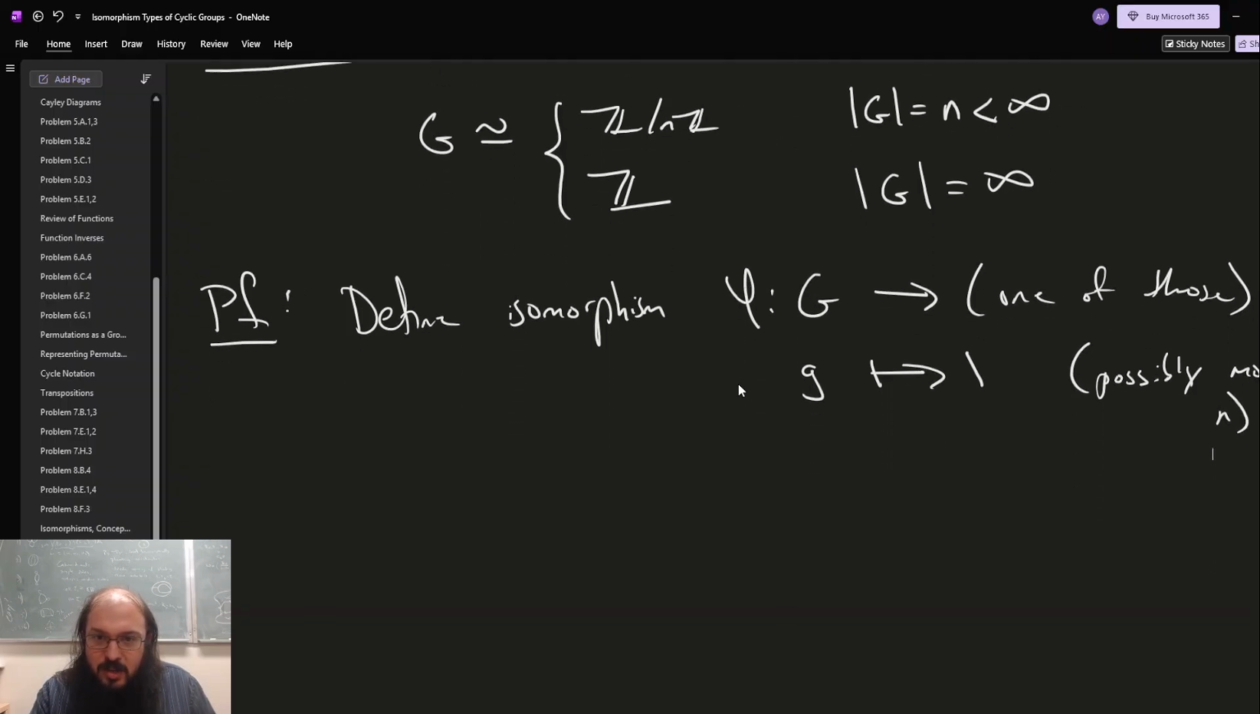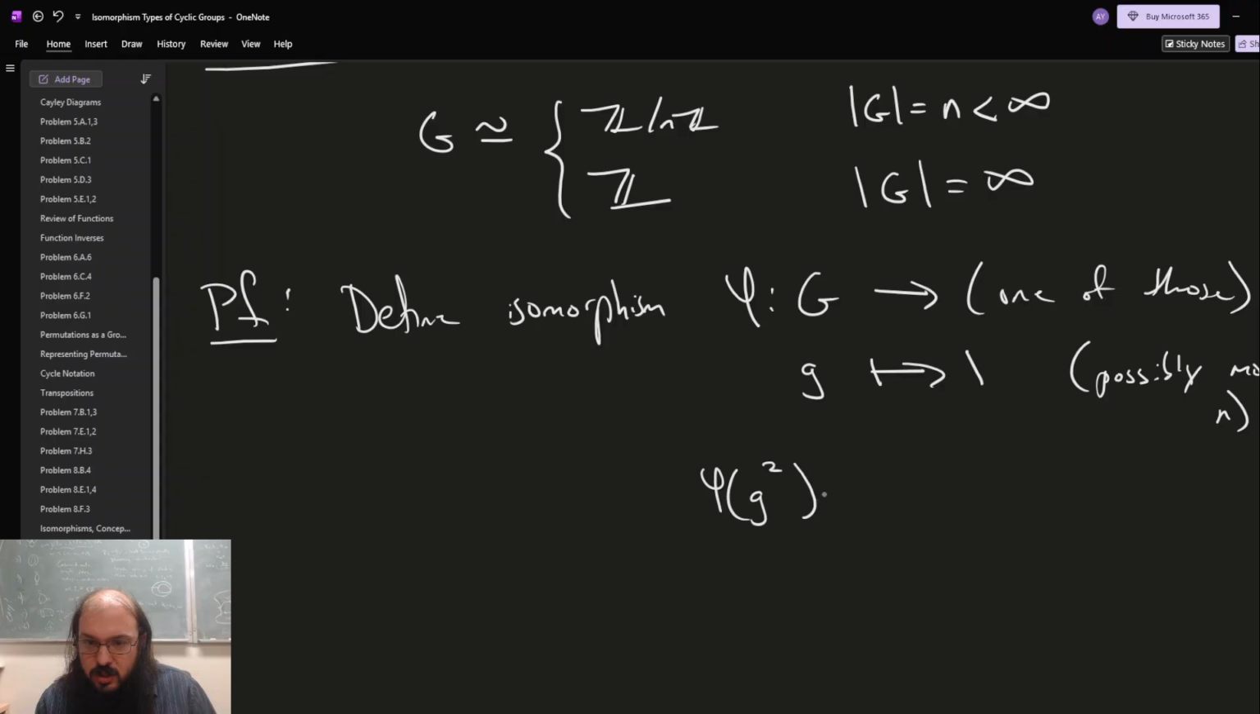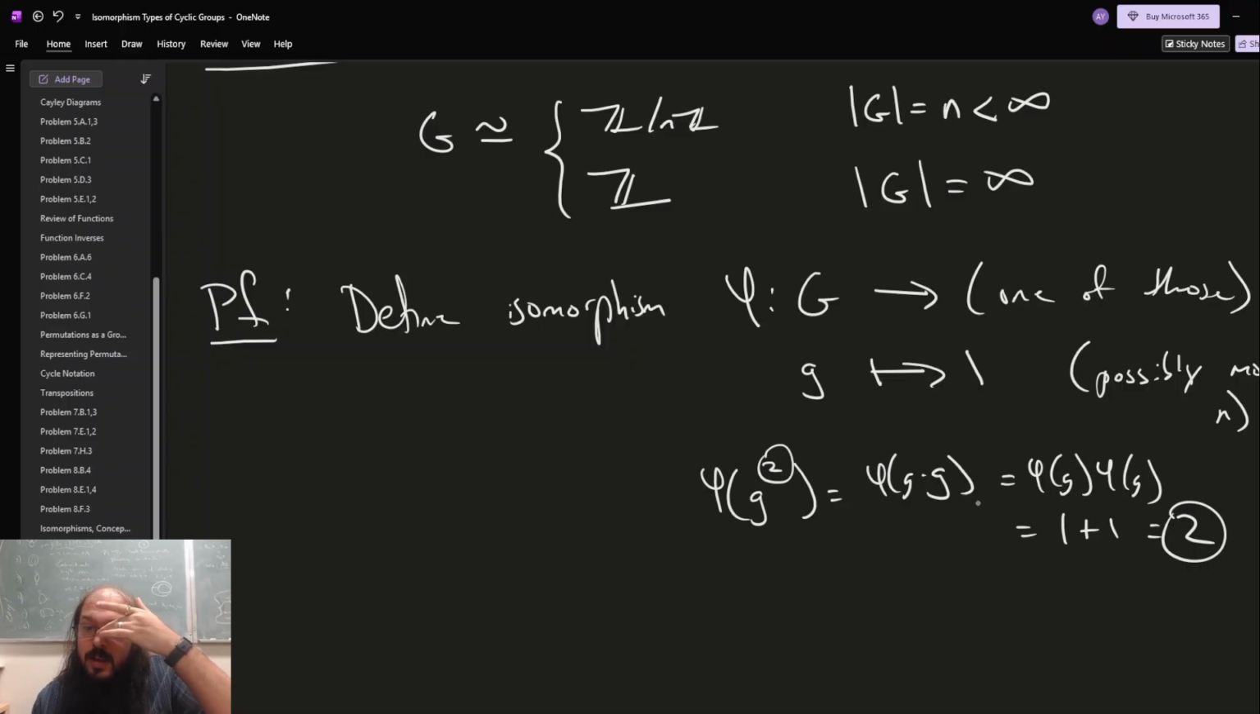And why is this an isomorphism? Well, we check the isomorphism equation and we check that it's bijective. So the isomorphism equation essentially follows from algebra rules. If g goes to 1, then g times g, or g squared, phi of g squared would be phi of g times phi of g, or 1 plus 1, because the operation in the target is normal addition, and that's just 2. So g squared goes to 2, and so on.